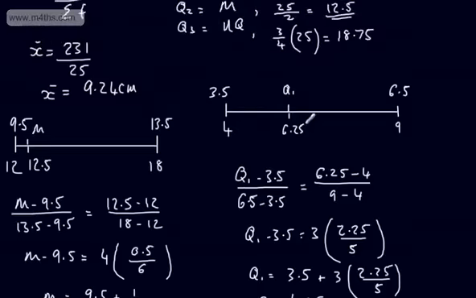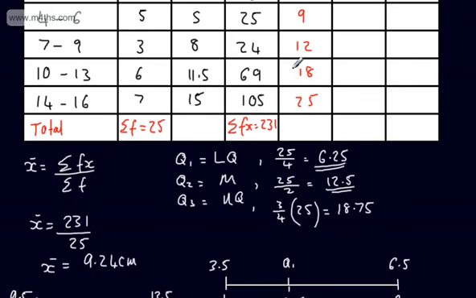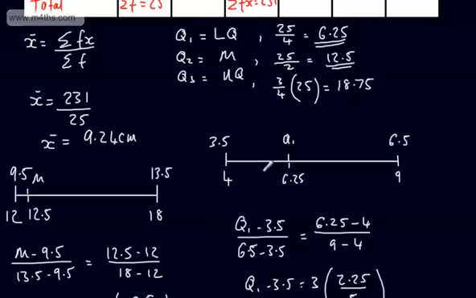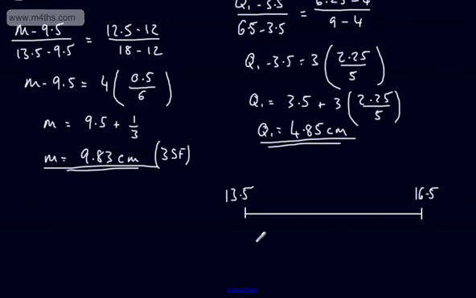If we consider the cumulative frequency at this point, it's going to be 18, and this one is going to be 25. So we've got 18 just here, and then we've got 25. So this 18.75 is going to be just like so. And we'll put on here that this is going to be Q3, or the upper quartile. So working this out, let's write this below.